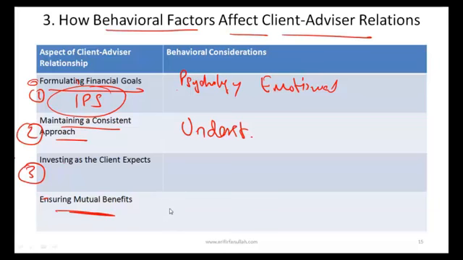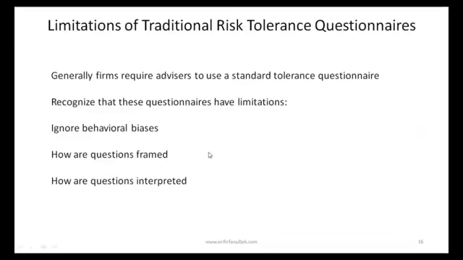There are no examples in here, but we have covered the main points. Then the last part of section 3.5 is the limitations of traditional risk tolerance questionnaires. I think the curriculum has included this because all major investment advisory firms have lots of investment advisors working for them, and firms like to standardize.